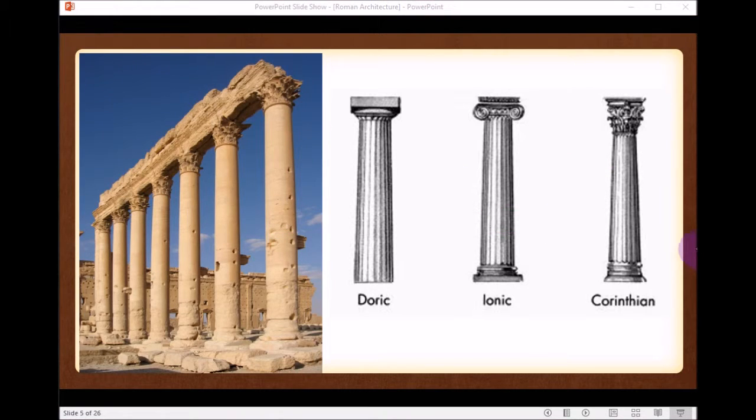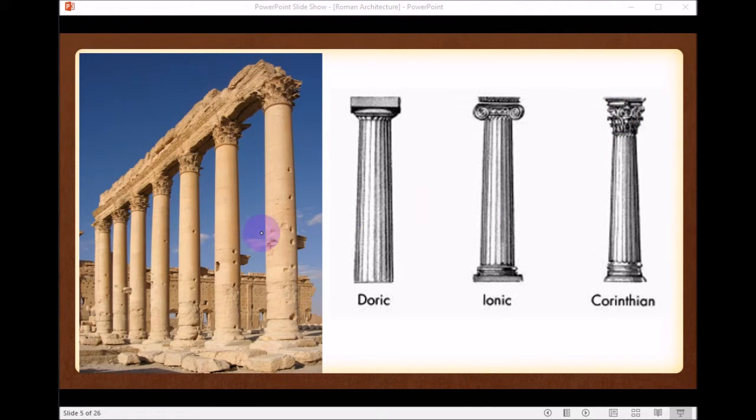Before we get to the question, here's some examples of some columns. They had names for them. So the most plain looking one, as you can see here, was called Doric. And the one with the little curly Q here, I'm not sure how else to describe that, is Ionic. And then the one that was most decorative would be the Corinthian.